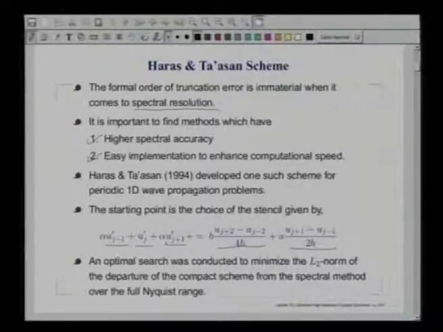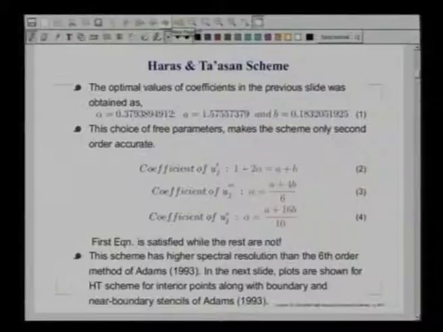Once you have that, you obtain these derivatives and find out what error is being committed, look at its norm in the mean square sense, that is what we mean by the L2 norm, and find out how it departs from the exact derivative, and try to obtain this over as much of the full Nyquist range as possible that we discussed earlier.